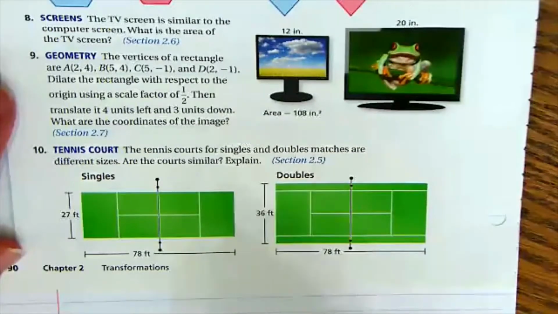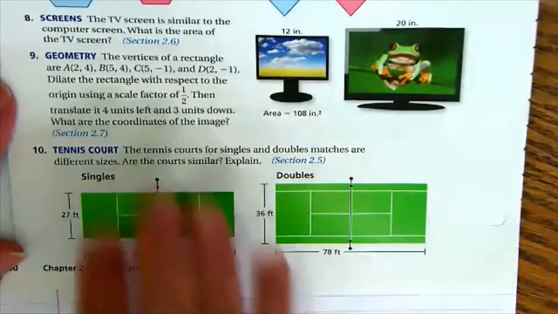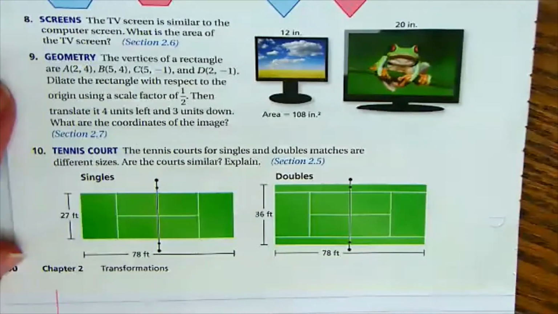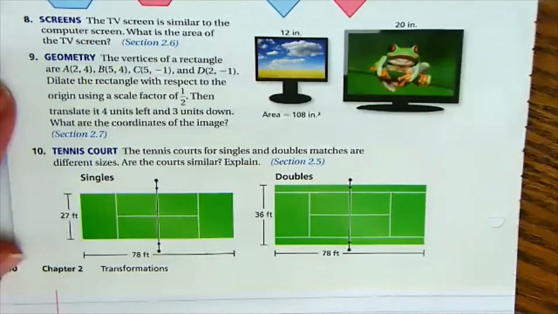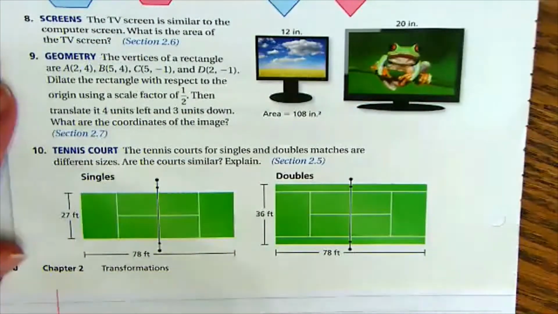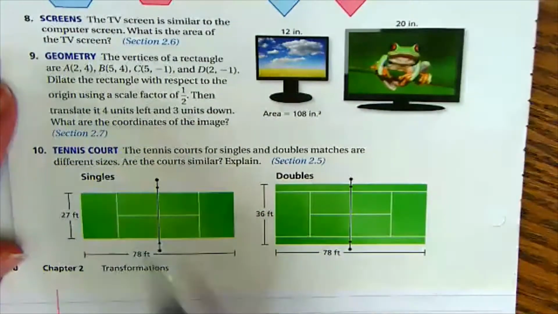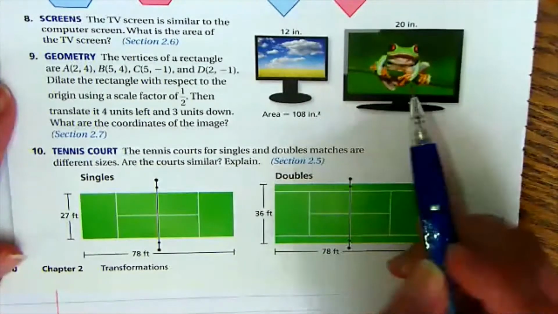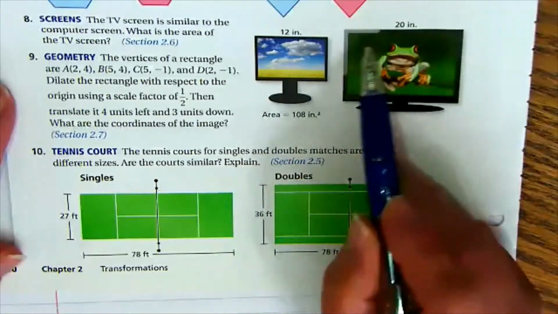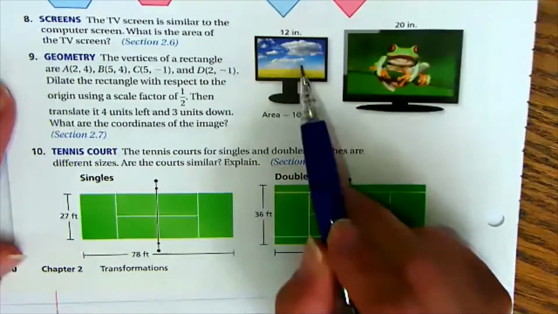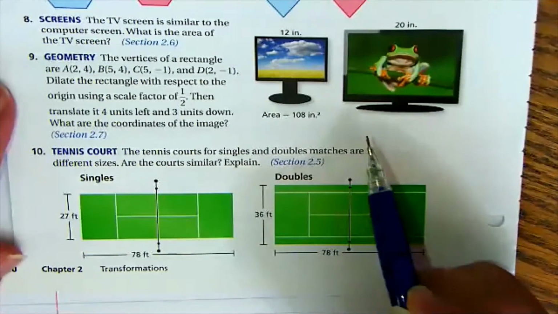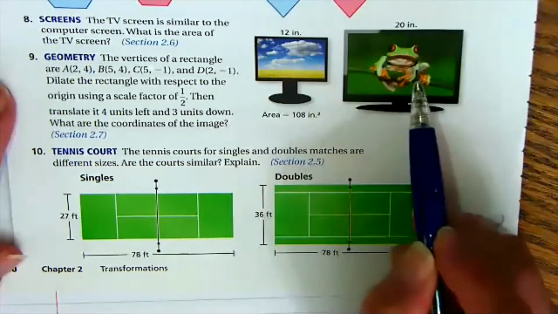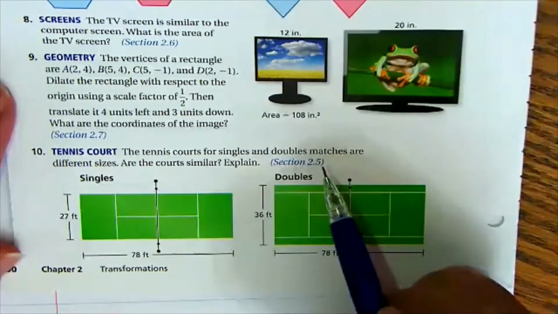Okay, so we need to know how to apply what we've done to real world, real life. So what I'm going to do with you is set up problems 8, 9, and 10. So let's take a look at 8, screens. The TV screen is similar to the computer screen. What is the area of the TV screen?